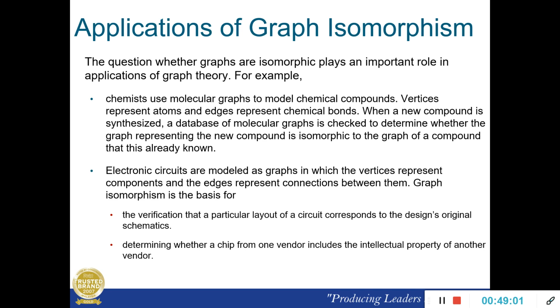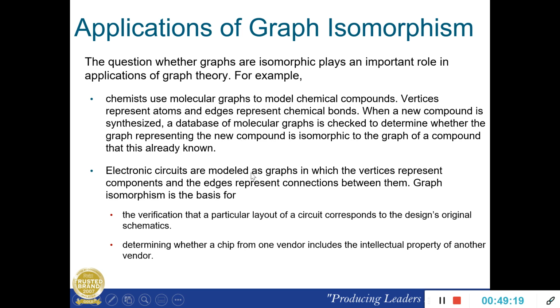So what is the application of graph isomorphism? Chemists use molecular graphs to model chemical compounds. So vertices represent atoms and edges represent chemical bonds. When a new compound is synthesized, the database of molecular graphs is checked to determine whether the graph representing the new compound is isomorphic to a graph of a compound that is already known.